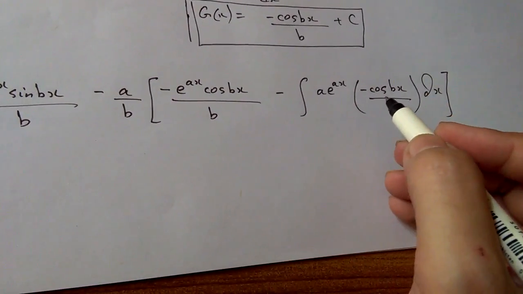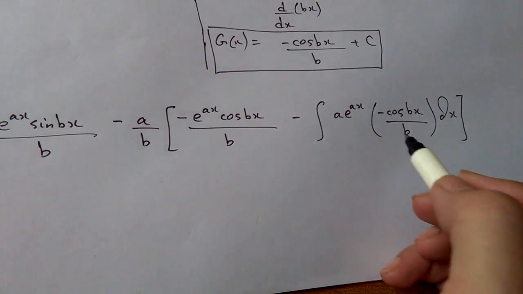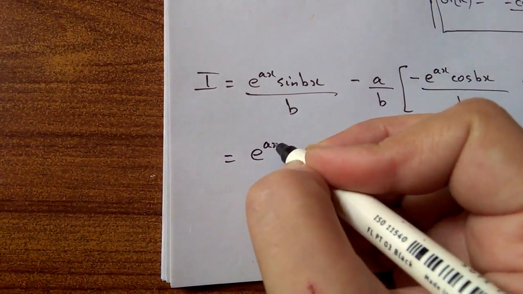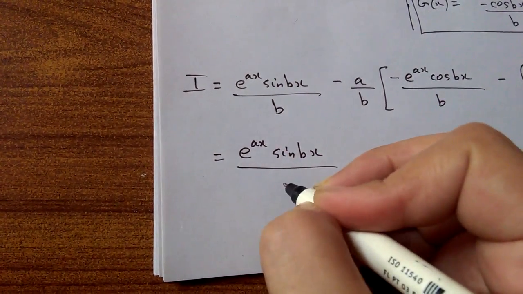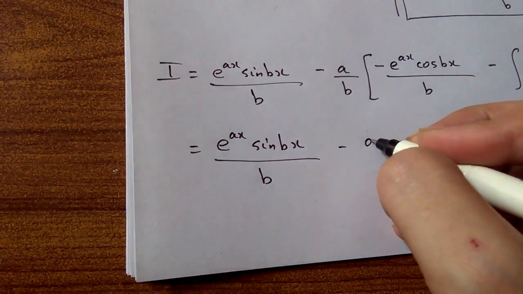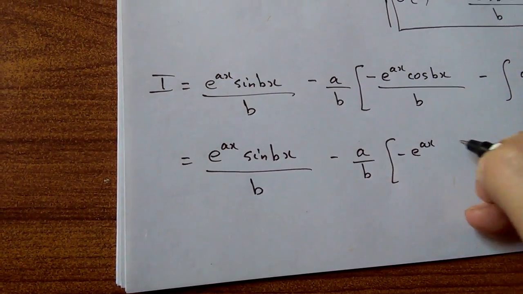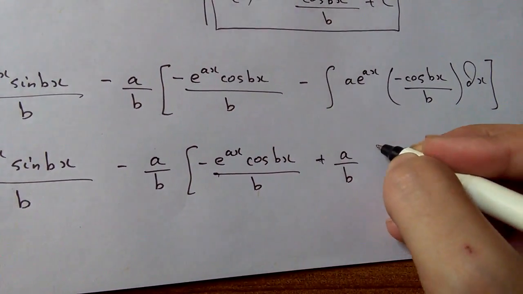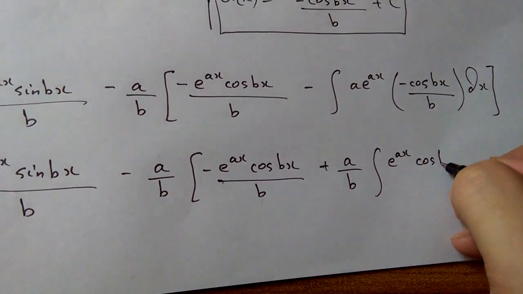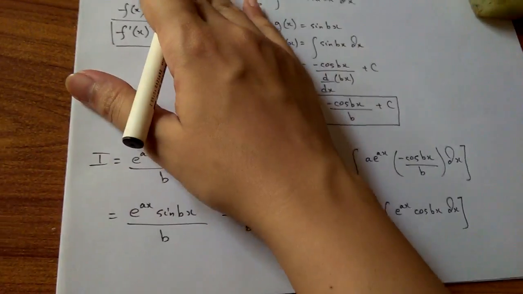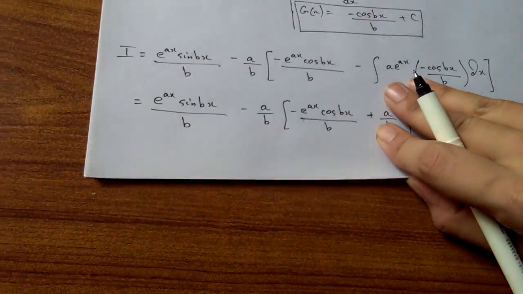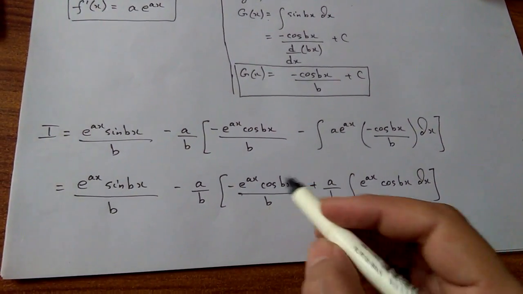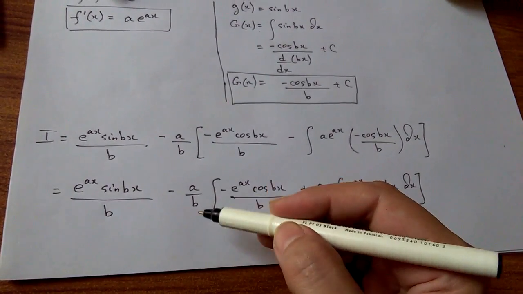Dx, and you close the bracket. So you see this minus and this minus will become plus, and a upon b are the constant values, which will be written outside the integral. Okay, so you have just obtained this. All right, now you are going to multiply this a upon b with both these terms.